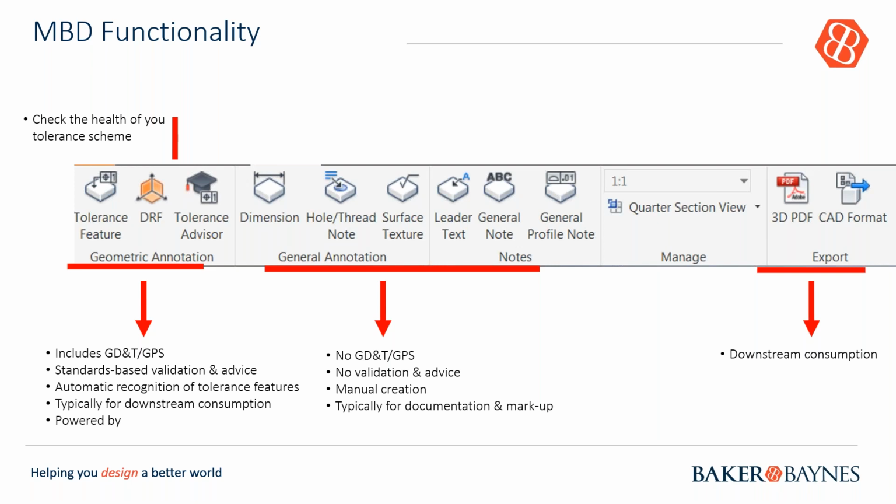Automatic recognition of tolerance features comes in, and you can have this switched on, as well as the downstream consumption. And this is all powered by Inventor. You're working with it directly from Inventor itself.